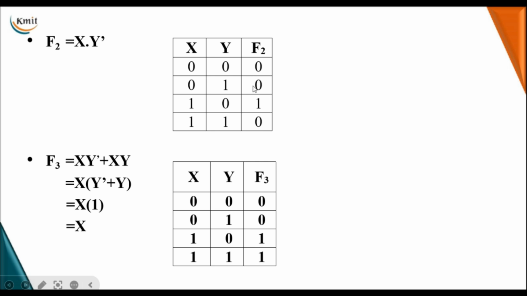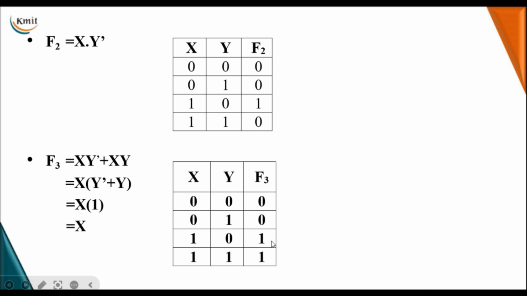Next, F2 has a functional value of 1 only for the combination where x is 1 and y is 0. If I mention that as a product term, then the F2 functional value is x AND y bar. So here it is an AND operation between the first variable and the complement of the second variable.